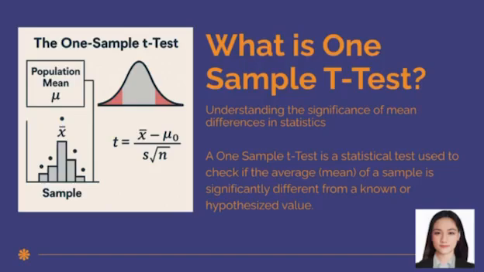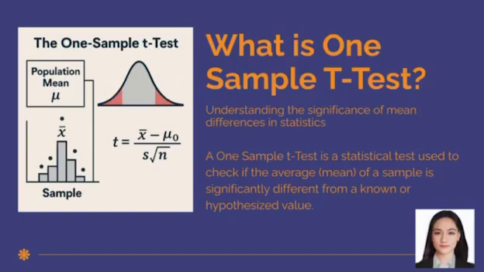What is one sample t-test? Understanding the significance of mean differences in statistics. A one-sample t-test is a statistical test used to check if the average or mean of a sample is significantly different from a known or hypothesized value.